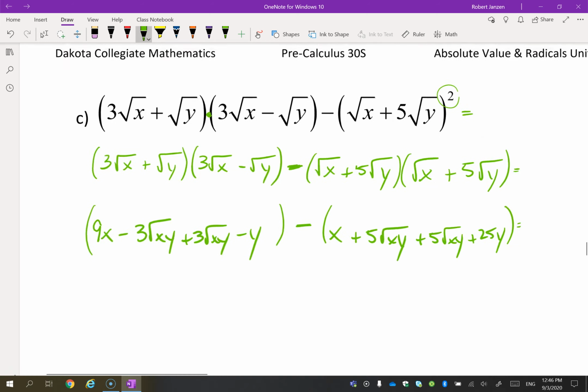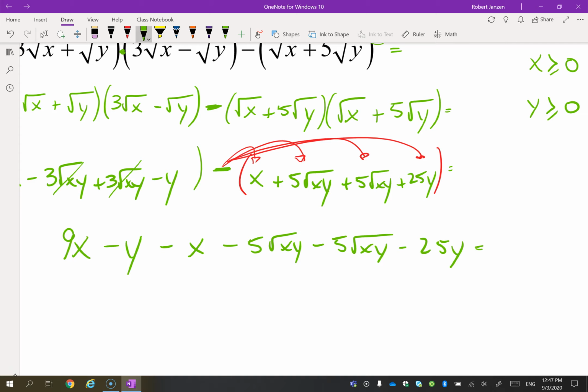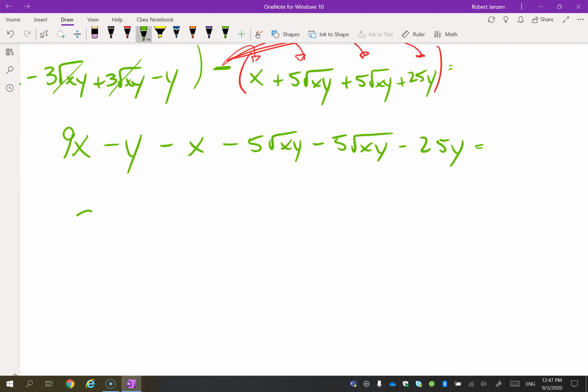This, for sure, you will make this mistake at one point. Okay, I wrote this negative here and I put brackets here. A lot of times people just kind of forget about them. You just write it like that. And that is incorrect. You will get the wrong answer if you do that. This negative needs to be applied to every term in the brackets. Okay? So I'm going to get negative x, negative 5 root xy, negative 5 root xy, negative 25y. And now I'm going to look for like terms. I get 8x minus 26y minus 10 root xy.